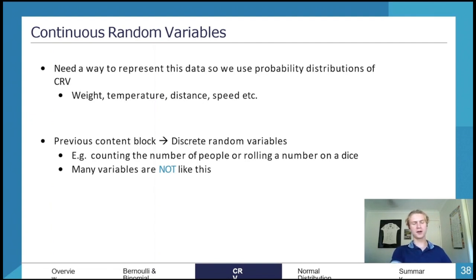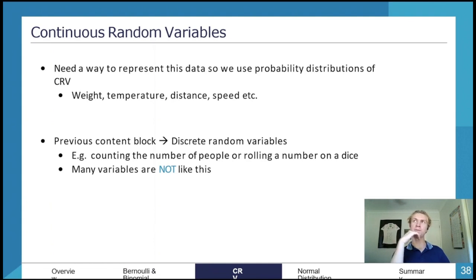So for the last half an hour or so, this previous content block that I've been talking through was discrete random variables. And examples of that include like counting the number of people in a room or rolling a number on a die. We can't get these decimal places. And as soon as you think there's decimals, you should be suspicious that it's a continuous random variable.